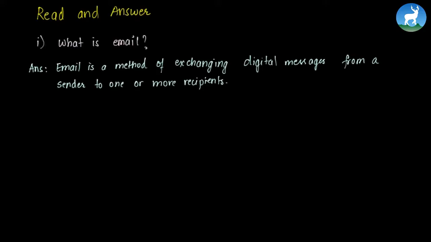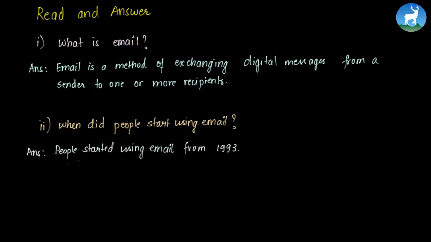Now the final exercise is to read and answer. The first question is, what is email? The answer is, email is a method of exchanging digital messages from a sender to one or more recipients. The second question is, when did people start using email? And the answer is, people started using email from 1993.